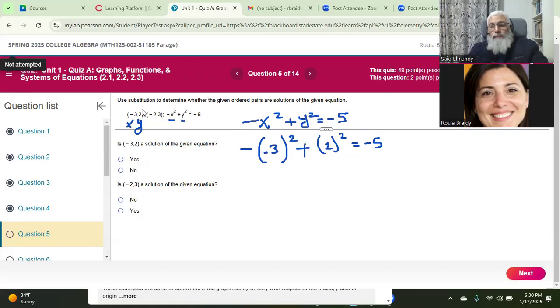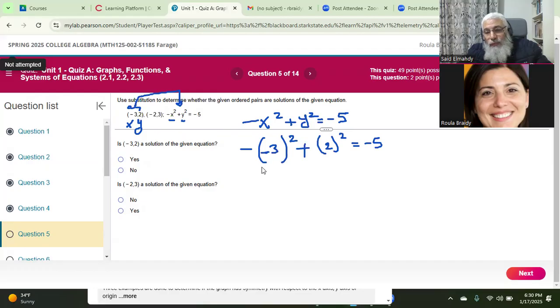I didn't understand the question. Use substitution to determine whether the given ordered pairs are solutions to the given equation. Yes. We substitute means we put inside x -3, and then instead of y, we substitute 2. So how would we know?